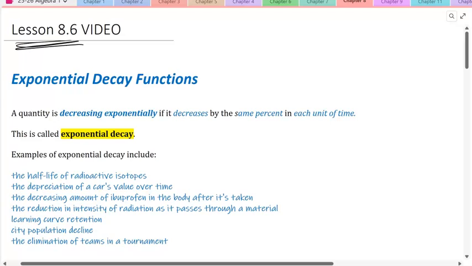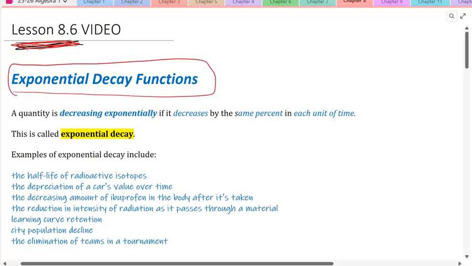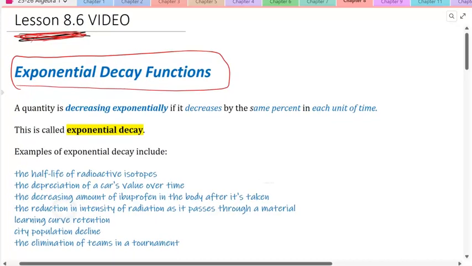So please make sure that you write that down in your math notebook, lesson 8.6. And we are talking about exponential decay functions today. Whew, this is exciting stuff. Well, let's take a look.